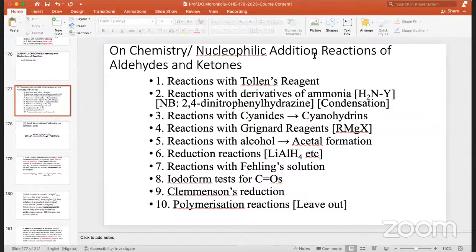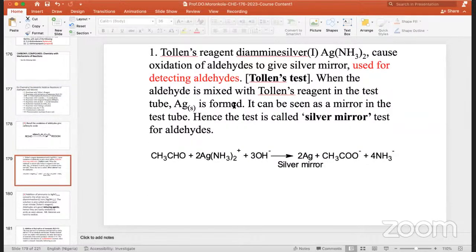Now, I'm sure you've been hearing about Tollens' reagent. In Tollens' reagent, you have your diamminesilver(I) complex causing the oxidation of aldehydes to give a visible silver mirror. And this is usually used to prove that a particular compound or substance is an aldehyde. We normally refer to it as our Tollens' test.